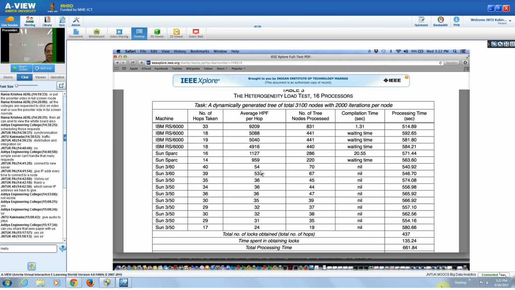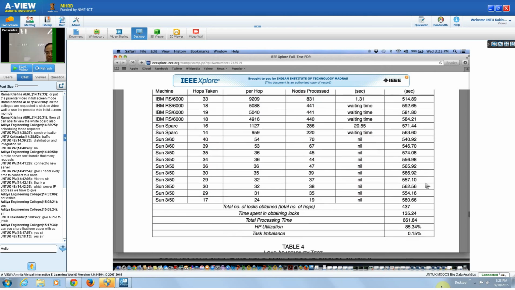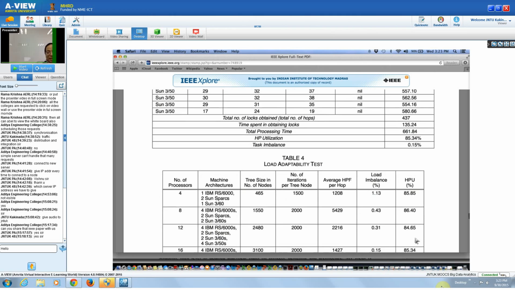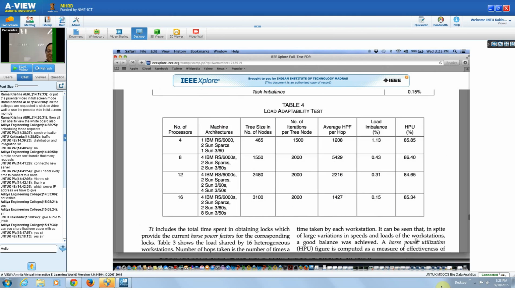Now, this is a parallel program where we give the number of trees that each node has to process. You can see the time taken by all these nodes is surprisingly almost the same. We get to a point where they all almost finish at about the same time. The task imbalance is only 0.15%. I hope this gives you an idea.